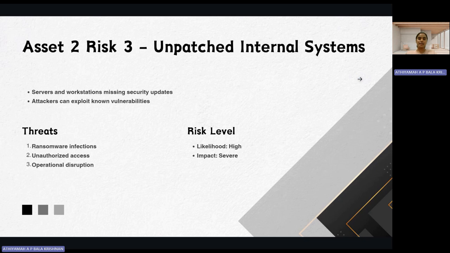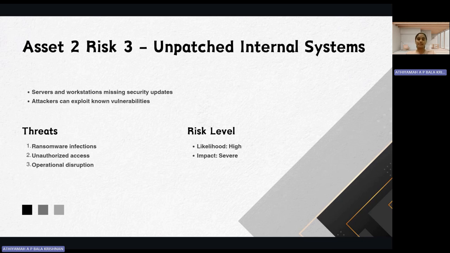The third risk is unpatched internal systems. This happens when servers, workstations, or network devices do not have the latest security updates installed. Attackers often scan for systems with known vulnerabilities because they can exploit them easily to gain access or run malicious code. One common example is ransomware that spreads by exploiting unpatched operating system flaws.